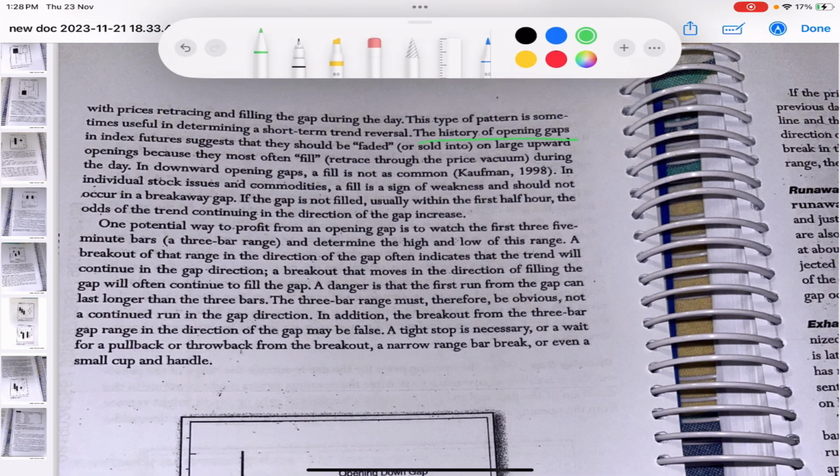Okay, so the history of opening gaps in index futures suggests that they should be faded on large openings because most of them fill. I told you that most of the time, when the Indian index opens with a gap up or a gap down, it usually retraces and in fact fills the entire gap. In a downward opening gap, a fill is not as common. So if you look at gap up and gap down, gap up is usually filled. Gap down is usually not filled. It is filled sometimes, but it is not that frequent.